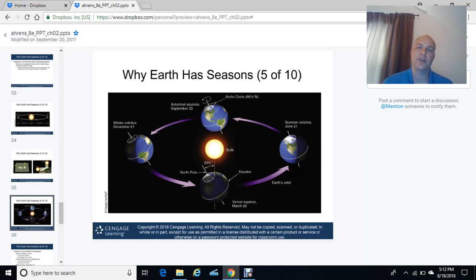Now, the summer solstice, on the right-hand side of the diagram, is when the northern hemisphere is tilted toward the sun. So you notice how the United States and the North Pole are more in the sunlight now on June 21st, the summer solstice. That means we're getting a lot more solar energy. The sun is much higher in the sky. So the tilt of the Earth at 23.5 degrees on its axis, along with the revolution of the Earth around the sun, results in our seasons.